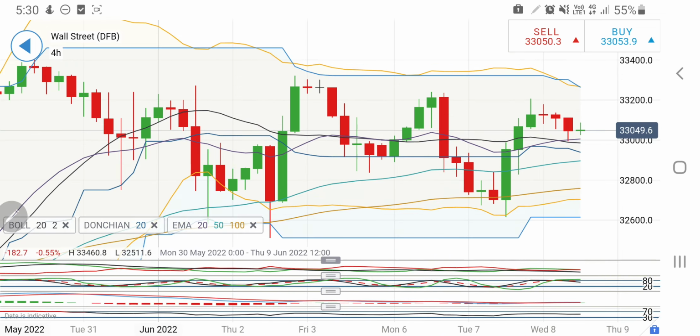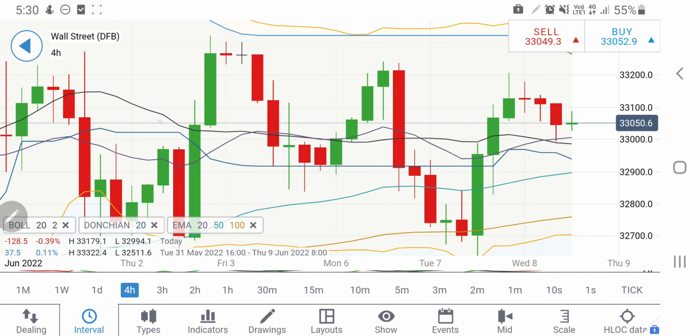And if you look at the 4-hour charts, lower highs are getting created. And if you look at the near term candle, lower highs are getting created. That is why I say beyond 33,100 one can go long.